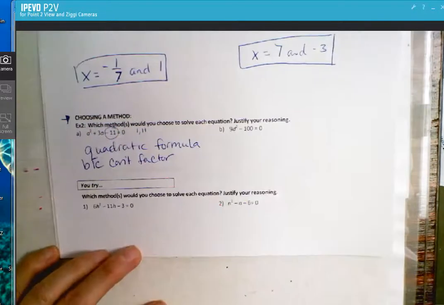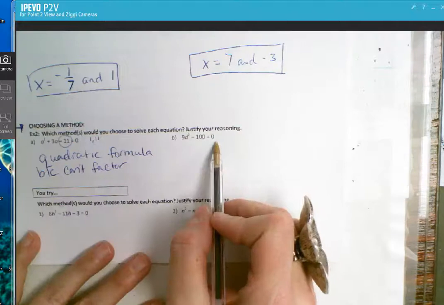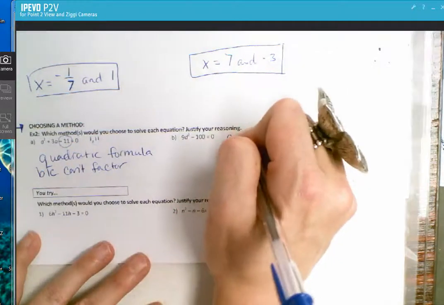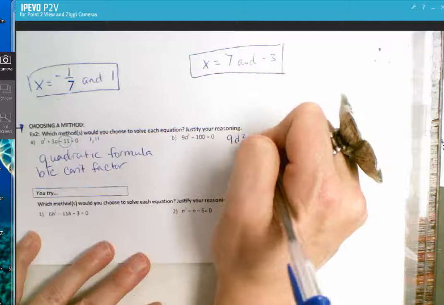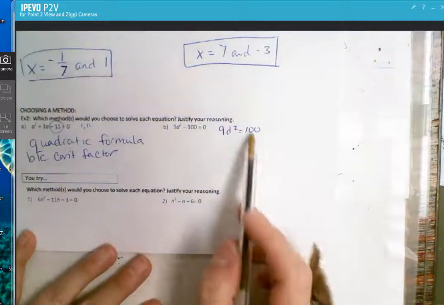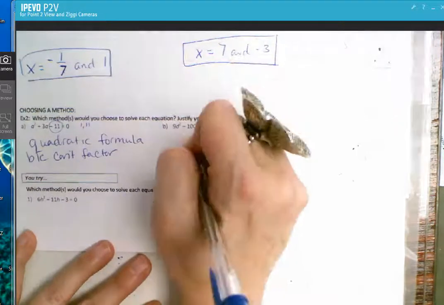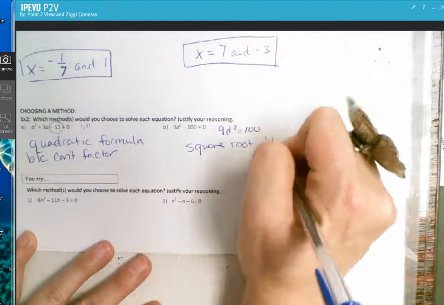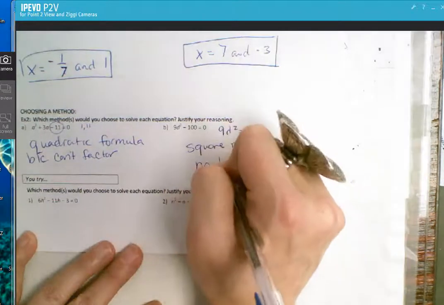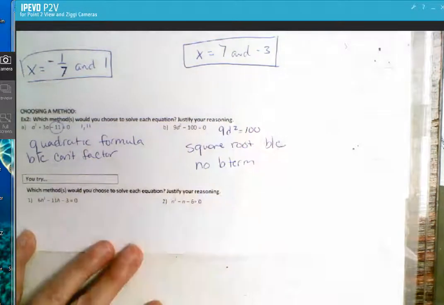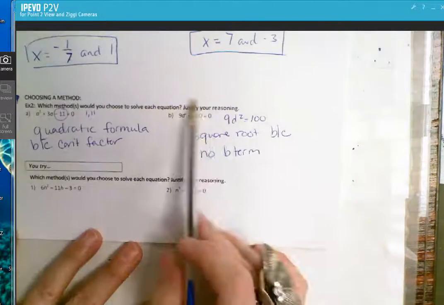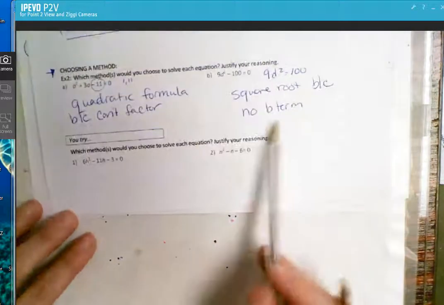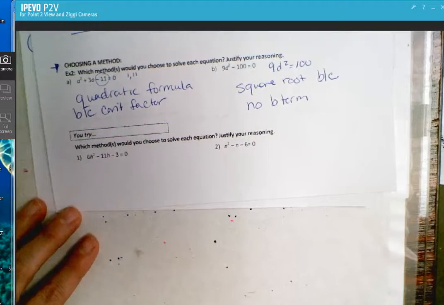Let's take a look over here. Oh, wait a minute, I don't have a b term, so this is really 9d squared equals a positive 100, so I can start to solve this using the square root. Because no b term, it's easier to solve. I could also use the quadratic formula for this, but that's a lot more work for something that I can do by taking the square root. So you guys try the next couple.